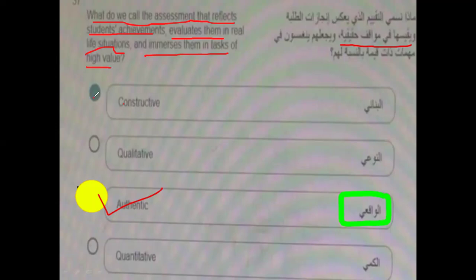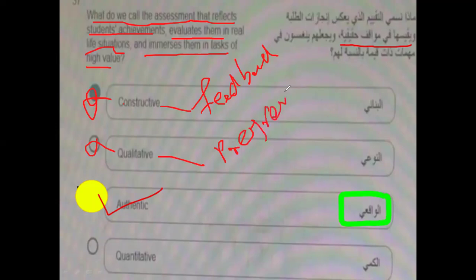Is this constructive? Okay, why would we use constructive? Constructive shows the feedback, not assessment. Qualitative shows the progress, non-numerical. Okay. Authentic can be. Last is quantitative. Quantitative shows the attainment. Okay, so that is not it. However, the authentic one shows the authentic test, okay? Because it is measuring the various domains. What domains? Real life situations, students' reflections, and immersion in a high value task.